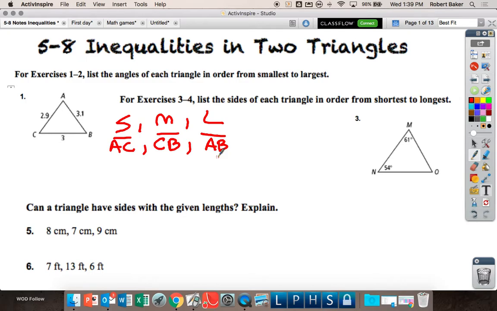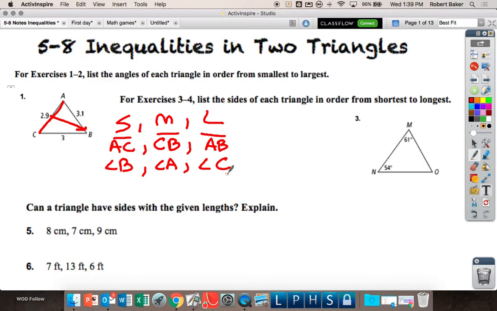Good? Okay, so the next part's a little bit more complicated. It requires a little bit more thought. What is the smallest angle? Angle B, because this is the smallest side, angle B is the smallest angle. Does that make sense? Yes. What is the medium-sized angle? A. And the largest angle? It would be C. That was number one.